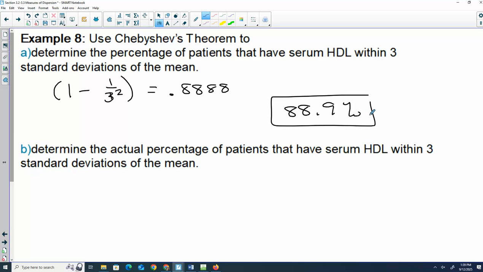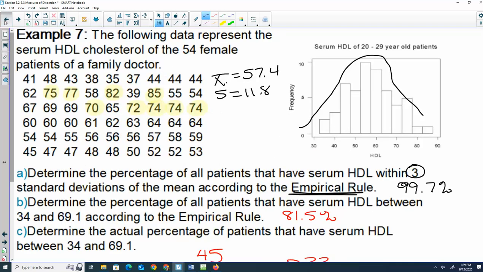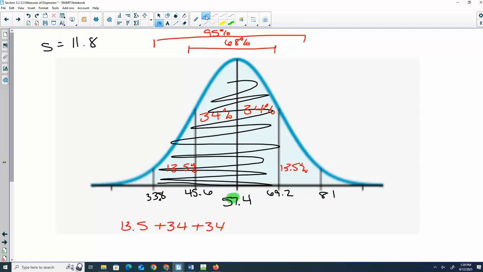You want to see how that really compares on our data? We need to know if we wanted within 3 standard deviations. We'd have to go back to this. So we would have to do 33.8, subtract another standard deviation, so that would be 22. Here I have to add another one, 92.8. So we need to know how many are between 22 and 92.8.